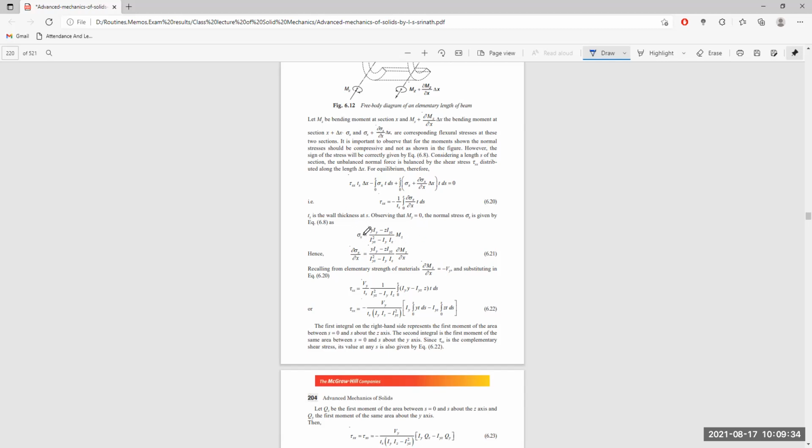If you divide both sides by dx, this will become d sigma x by dx, and this will become d Mz by dx. Now, recalling from elementary strength of materials, the rate of change of bending moment is equal to the vertical shear force, and we put it with a minus sign. Substituting it here, this equation will become Vy on this side, and with this we replace d sigma x by dx here. So what we have is this full equation.